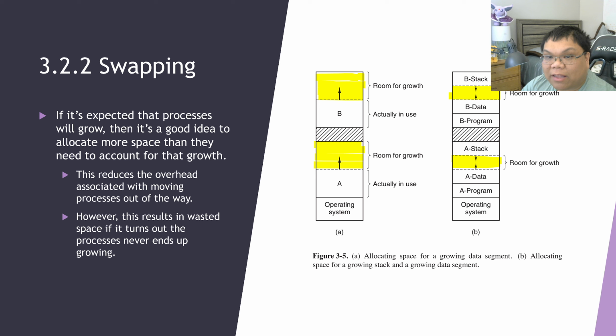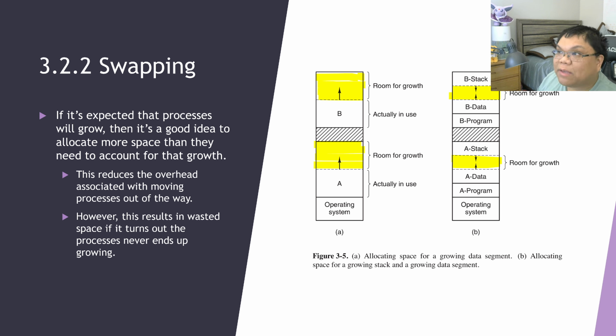If it is expected that a process will grow, then it's a good idea to allocate more space than they need to account for that growth. This reduces the overhead associated with moving processes out of the way, but this can result in wasted space if it turns out that the process never ends up growing.